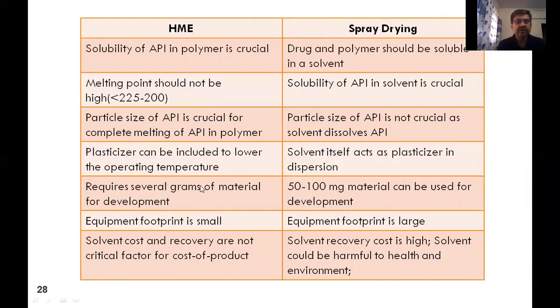For HME, you require several grams of material for the lab scale development. For spray drying, you only need 50 to 100 milligrams of the material, as it is possible to generate very small batches in the spray dryer. The equipment footprint in the case of HME is small, whereas the equipment footprint in the case of spray drying could be large. Solvent cost and recovery are not critical factors because this is a solvent-free method, whereas in the case of spray drying, this is going to be an important consideration.